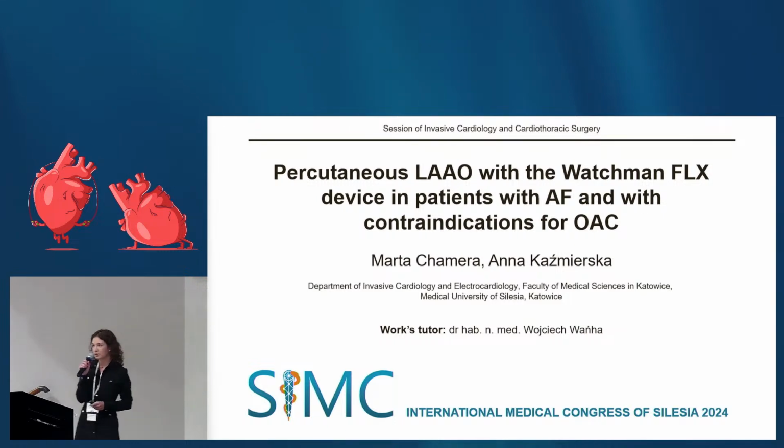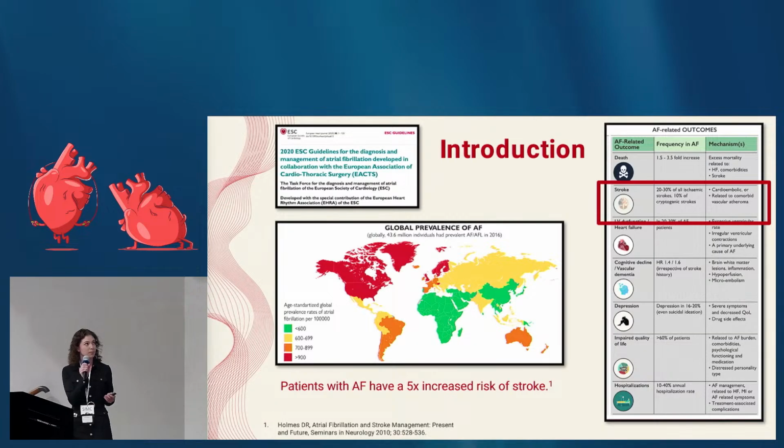Good afternoon, ladies and gentlemen. My name is Marta Hamera, and today I would like to present our research about percutaneous left atrial appendage occlusion with the Watchman Flex device in patients with atrial fibrillation and with contraindication for chronic oral anticoagulation.